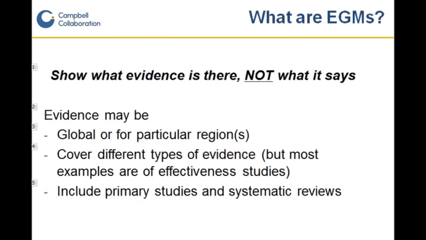An important point for an EGM is that its main purpose is to show the evidence and tell us how much evidence is out there, but it does not tell us what the evidence says. Also, I kept saying evidence throughout my presentation so far. This evidence can either be global or for a particular region. It can cover different types of evidence, and it can include primary studies or systematic reviews.